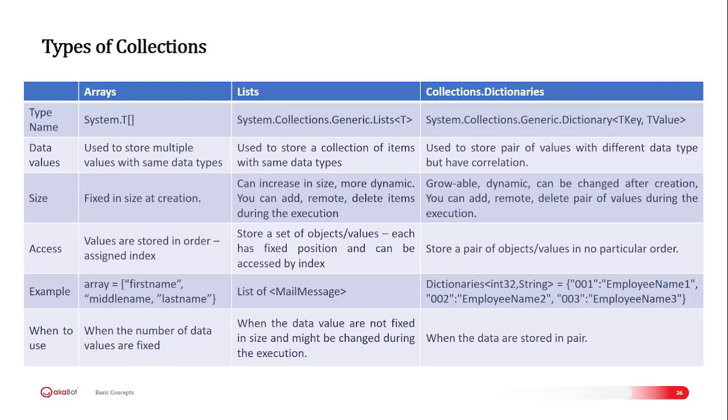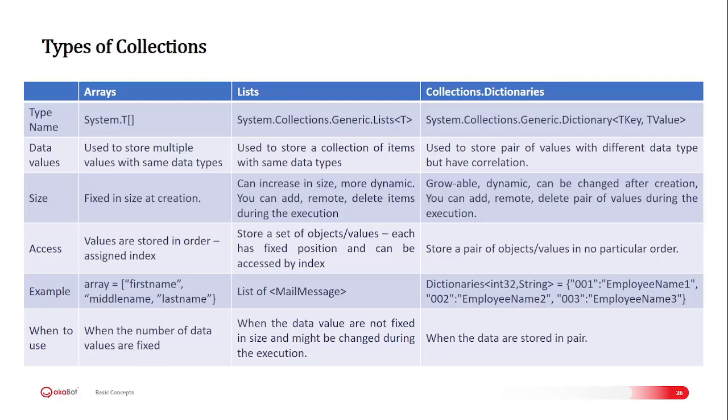For example, you might use a dictionary of integers and strings, as in the example here. You can use 001 with employee name 1, 002 with employee name 2, 003 with employee name 3 to store the employee ID and their corresponding names. Dictionaries are perfect when you need to store related pairs of values that are accessed by a unique key.